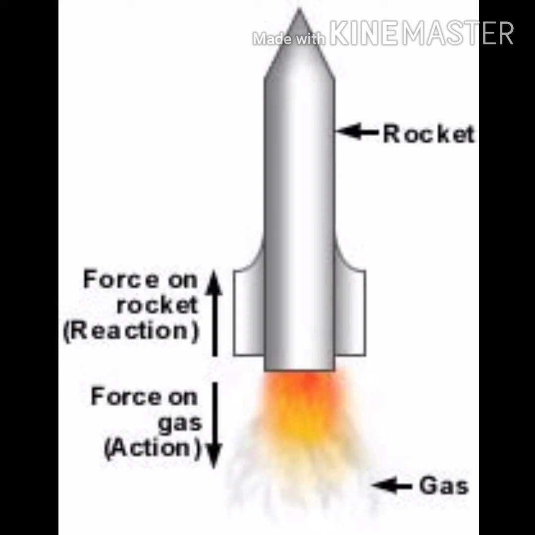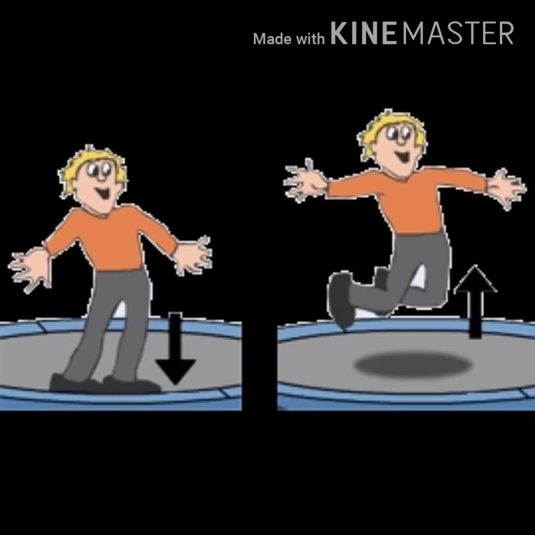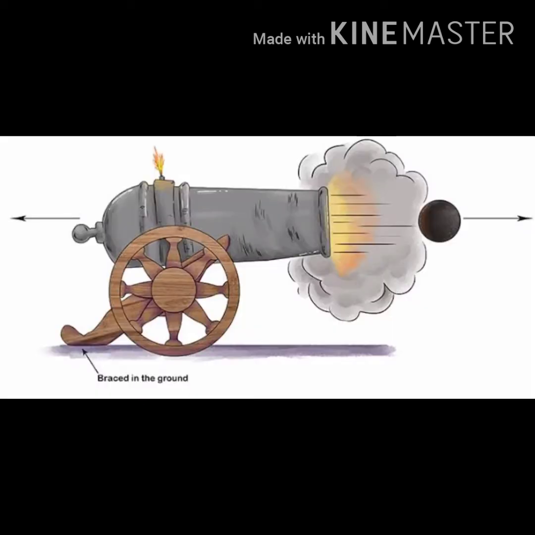You must have played on a trampoline, right? I hope everybody has. So what happens when you start to jump? That trampoline rubber sheet goes down and lets you go up. So it gives you a reaction. What is the action that you do? You jump on that trampoline, and the reaction that is given is that it lets you go in the upward direction.